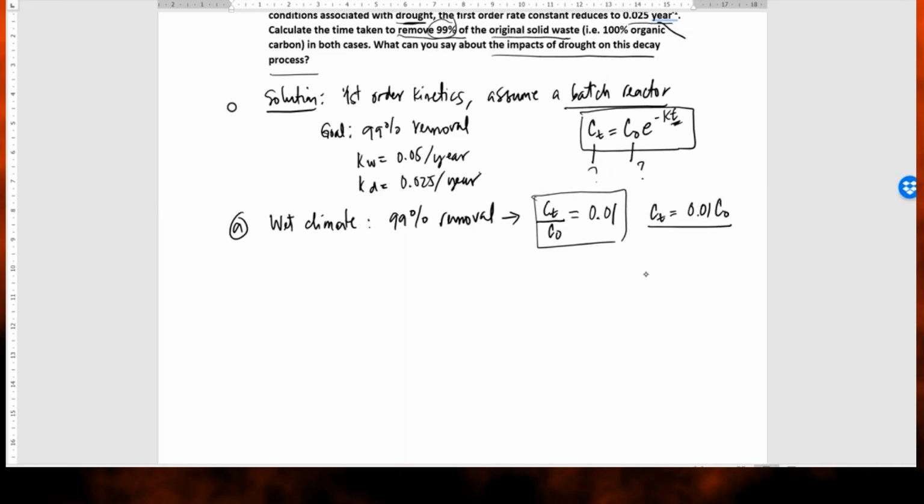Now we can put that here. The C sub T is this one, so I will put it again: C sub naught e to the minus KT.